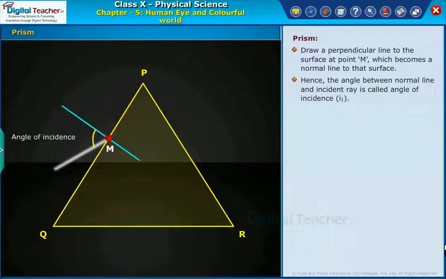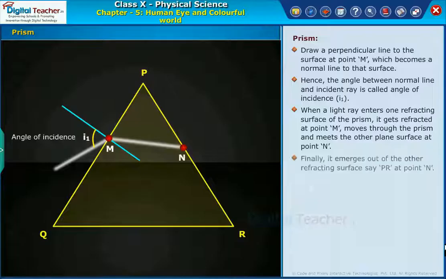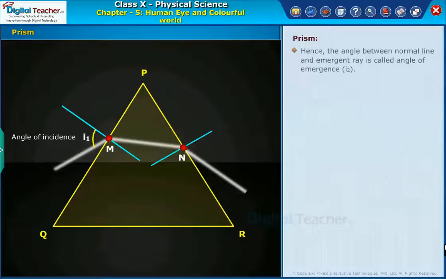Hence, the angle between the normal line and the incident ray is called the angle of incidence, I1. When a light ray enters one refracting surface of the prism, it gets refracted at point M, moves through the prism, and meets the other plane surface at point N. Finally, it emerges out of the other refracting surface, say PR, at point N. Now, draw a perpendicular line to the surface PR at point N, which becomes a normal line to that surface. Hence, the angle between the normal line and the emergent ray is called the angle of emergence, I2.